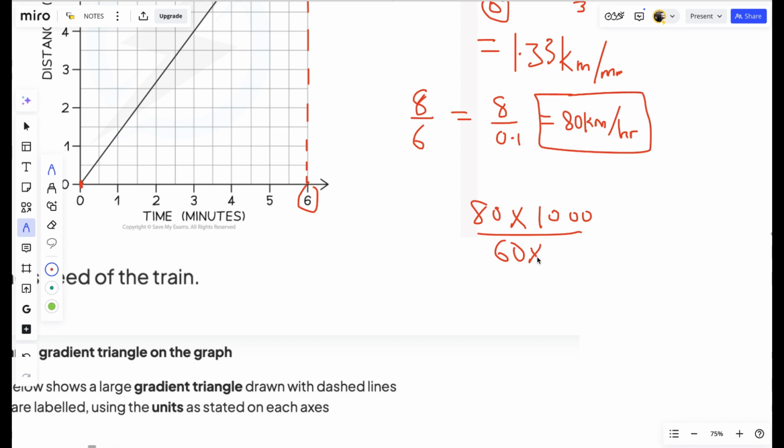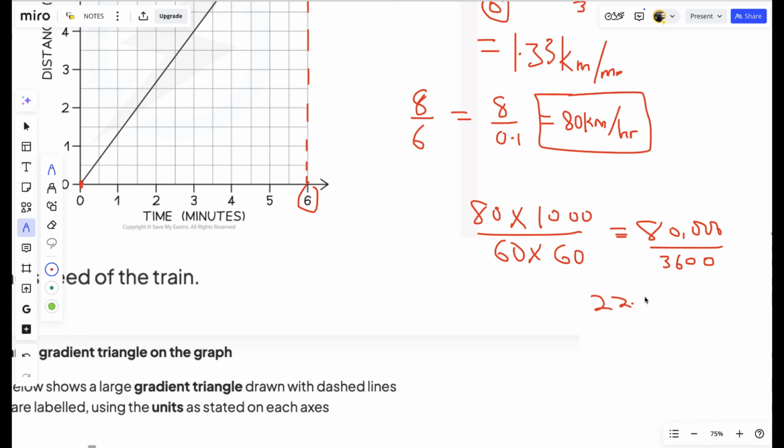Another way to change this 80 kilometers per hour, you divide by 60 times 60. 60 times 60 means 3,600 at the bottom. Here you have 80,000 over 3,600. Because if you multiply 6 by 6, you get 36, and you put 2 zeros. 36 and 2 zeros, that's 3,600. So if you divide this, you still get 22.2. Okay? You still get 22.2 if you divide this.